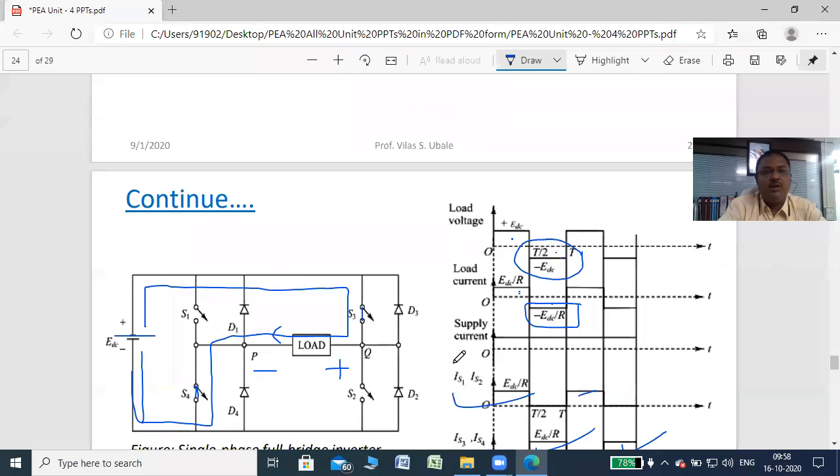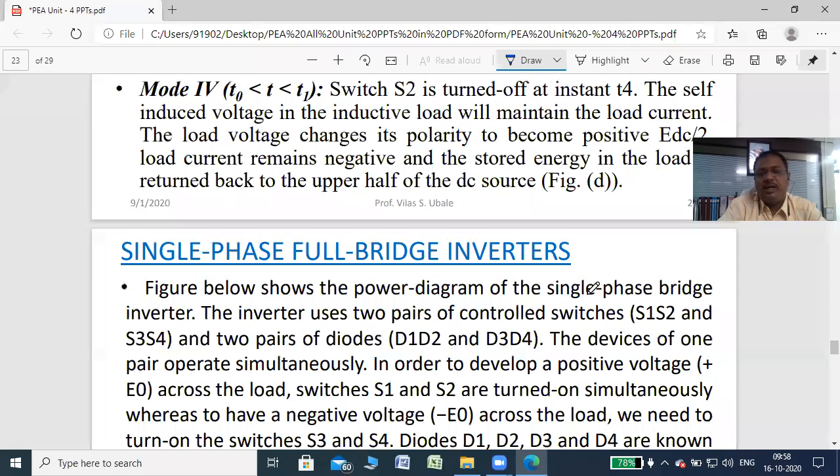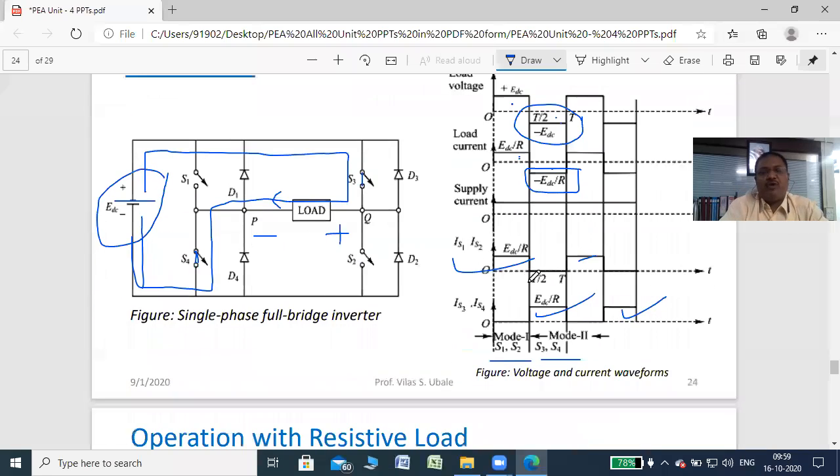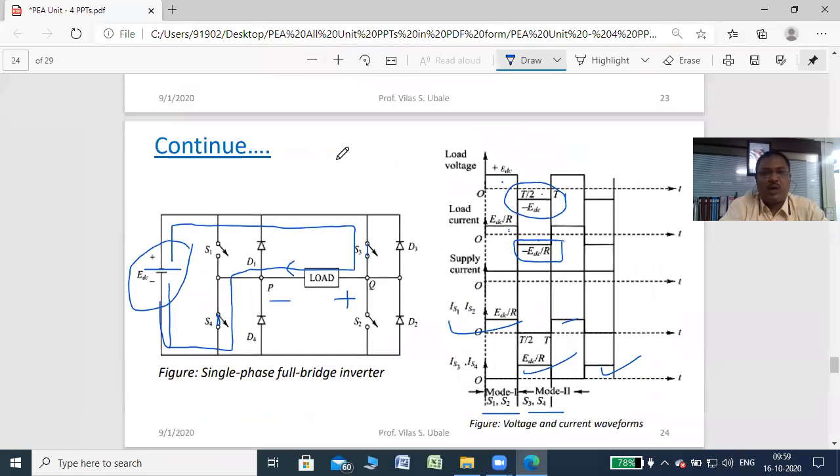single phase full bridge inverter, or you can say single phase full bridge voltage source inverter. Again here it's a voltage source E DC, so it is a source in voltage source inverter, right? So if you have any doubt in this particular circuit, you can ask me.